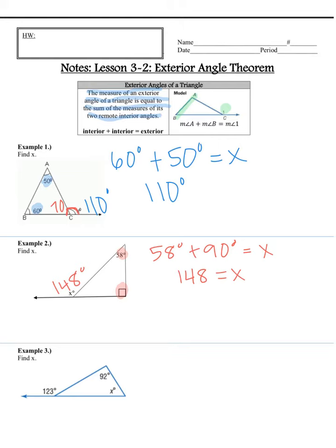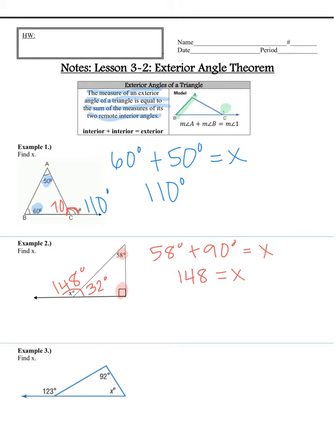Right, again, you could use your triangle relationships. So if this is 58 and this is 90, and that gives us 148, that means that we would have 32 for our third measurement inside the triangle, and these two form your supplementary angle.